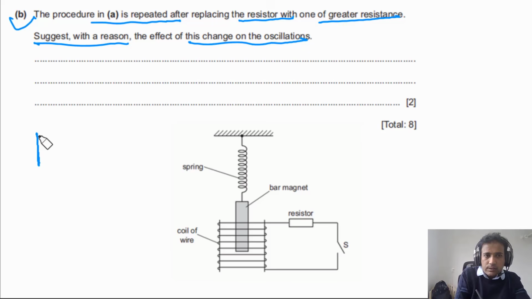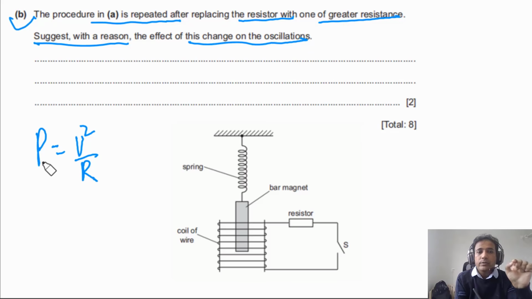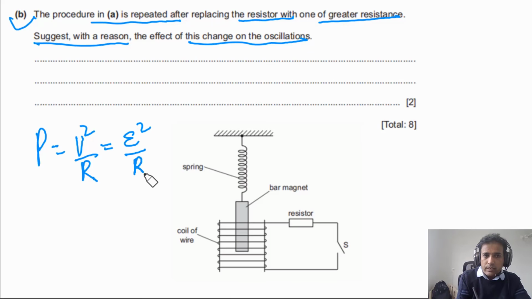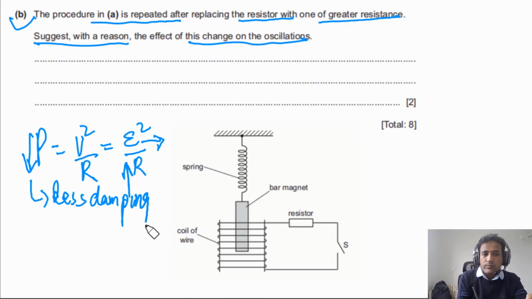In this case, we can say the power P will be equal to V squared divided by R. This is the power lost in the coil, meaning electrical energy converted into thermal, or you can say mechanical energy converted into electrical per second. This V is the EMF, so P is the EMF squared divided by R. EMF does not depend on the resistance, so EMF in this case is the same. So if R is increased, it means power loss will decrease. So what does it mean? It means less damping. So this magnet will take longer time to stop.